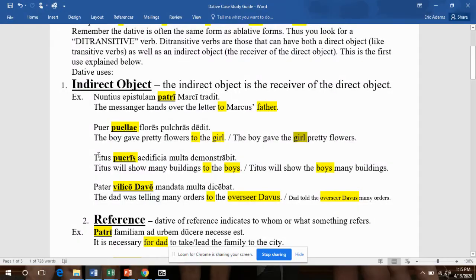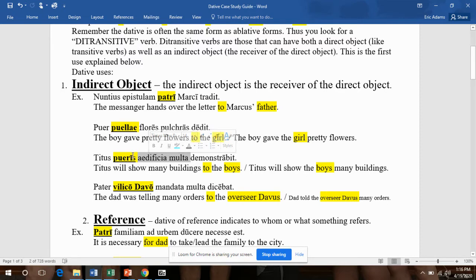The third example, Titus demonstrabit, from demonstro, demonstrare. It's the verb that means to show, a ditransitive. And so here I see the bi on it. It tells me it's future. Titus will show many buildings. Now please note here that as the direct object, aedificia multa, if it ends with an a as a direct object, accusative, it's probably neuter plural, and that's exactly what we have here.